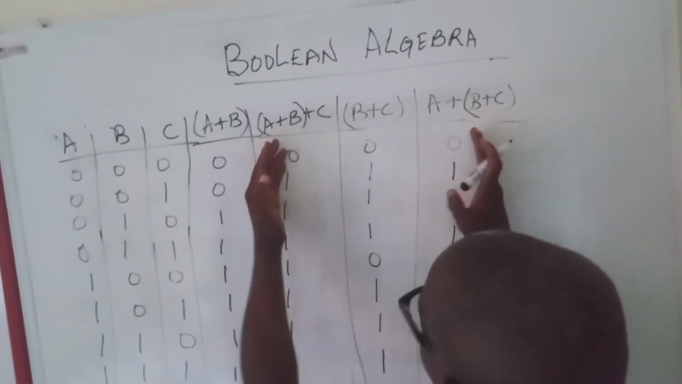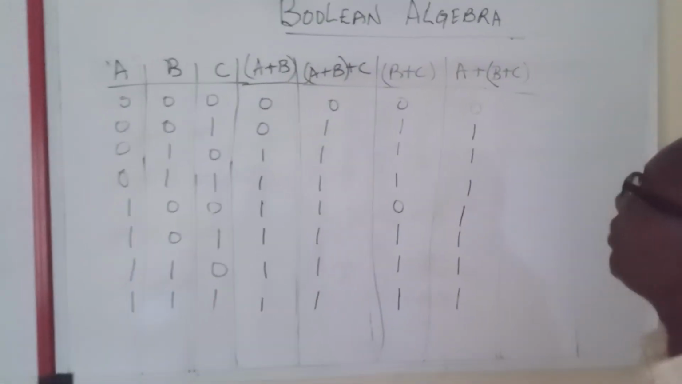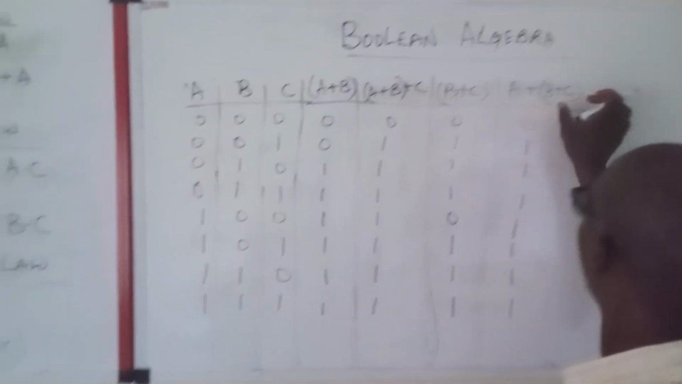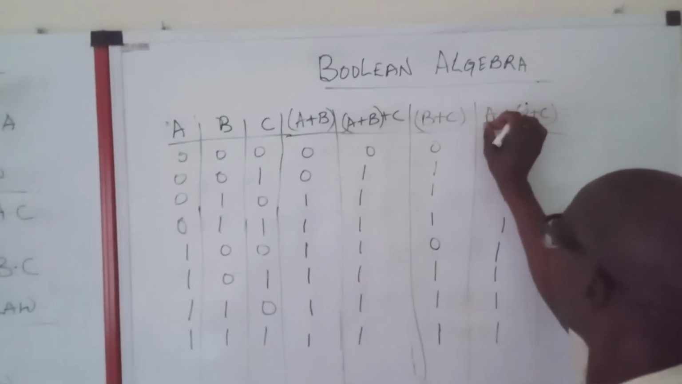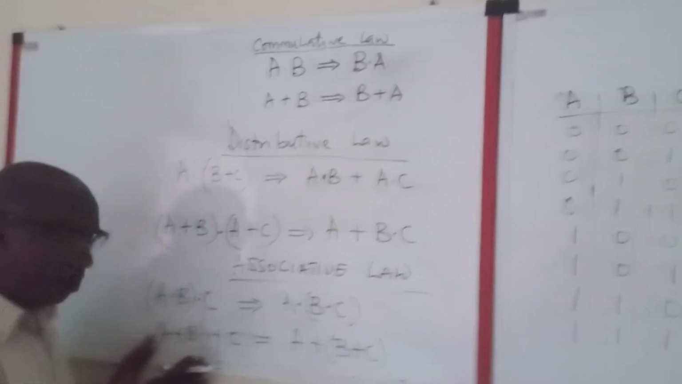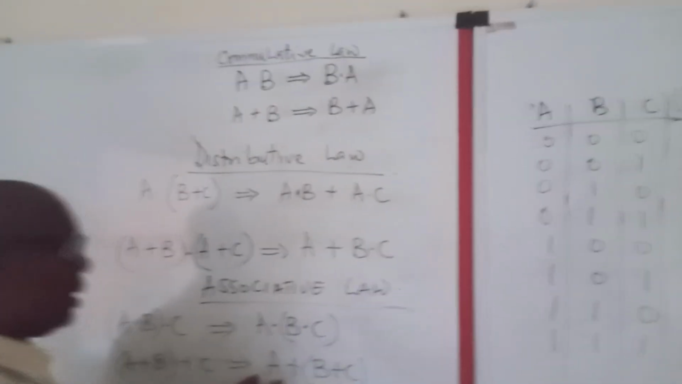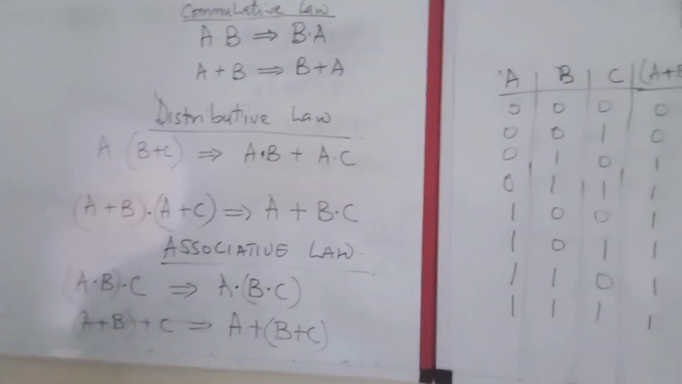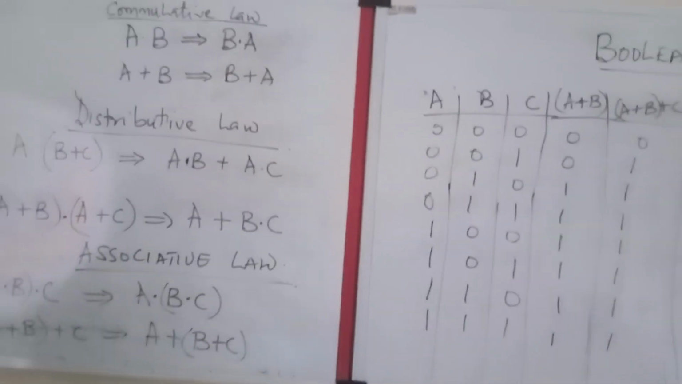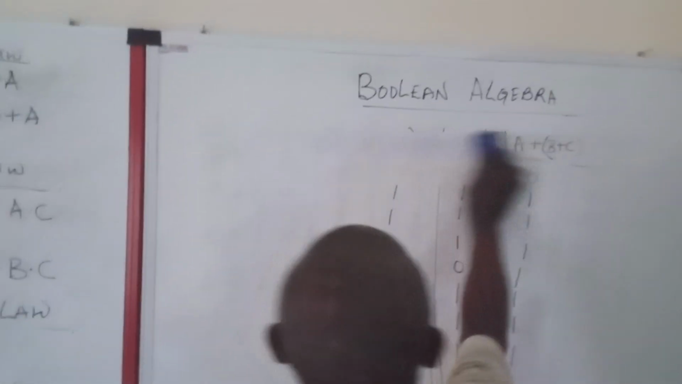Now, when we compare these two columns, you see they are the same. They are the same. Proving that A or B or C is the same thing as performing the operation B or C before we now have A or B. That proves our associative law. Showing A or B or C is the same thing as B or C first before we are ORing it with A. So that is the associative law. So we have gotten some laws in Boolean algebra, and so we are going to move on to the next of it.